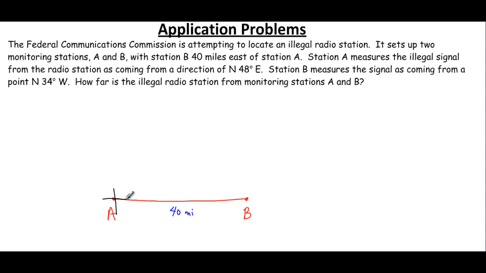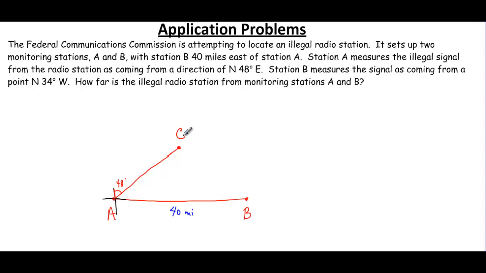So now from here, I want to go north and rotate 48 degrees to the east and start to draw my angle. So this is my 48 degrees. Okay, and it's going to get to some illegal station. So here's the illegal station. I'm just going to call it C for now because it's a crime. So C for a crime.